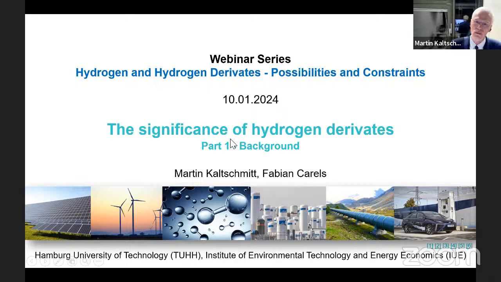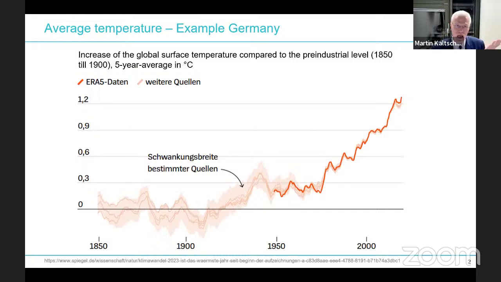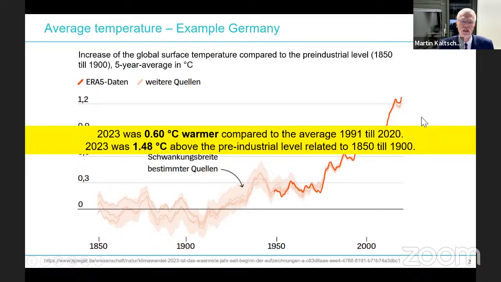Let's say when we look at the significance of hydrogen derivatives and the necessity to do this, we have to look at what is the driver behind. Yesterday in the news, we found this graphic showing the increase in global surface temperature compared to pre-industrial level for the year 2023. There you can see that since basically 1960, 1970, we've seen a clear increase in average temperature. The year 2023 was 0.6 degrees C warmer compared to the average 1991 till 2020, and 1.48 degrees C above pre-industrial level related to 1850 to 1900, the warmest year ever since the start of weather recording.